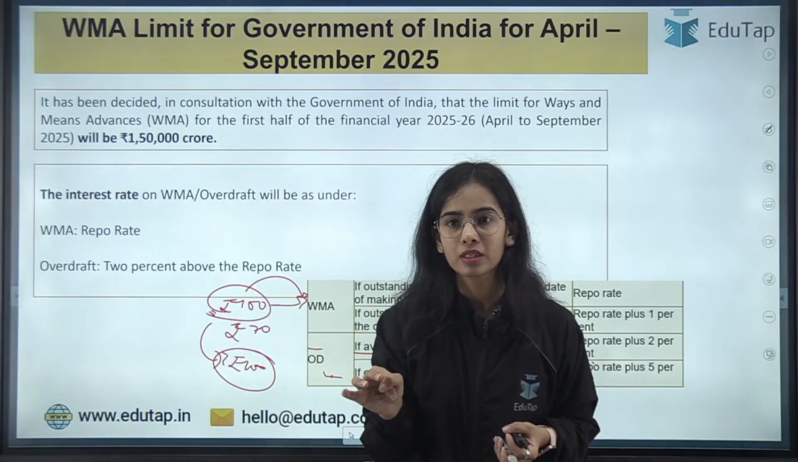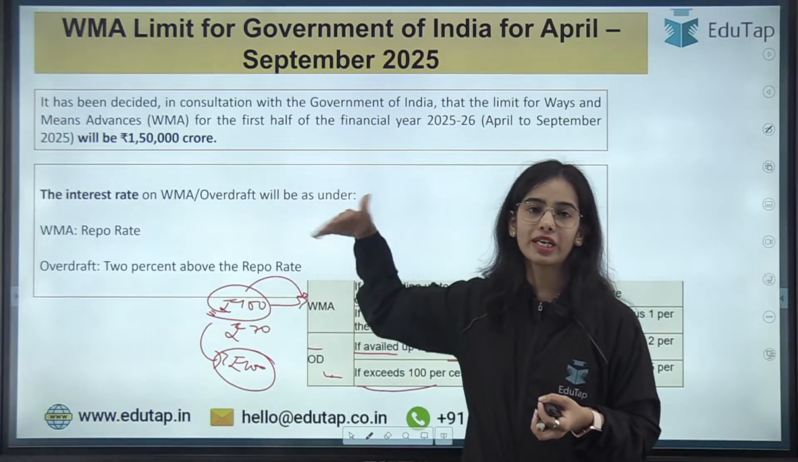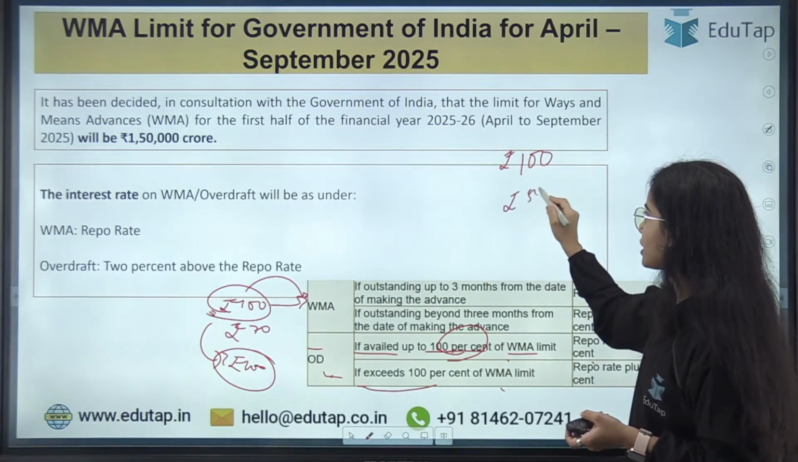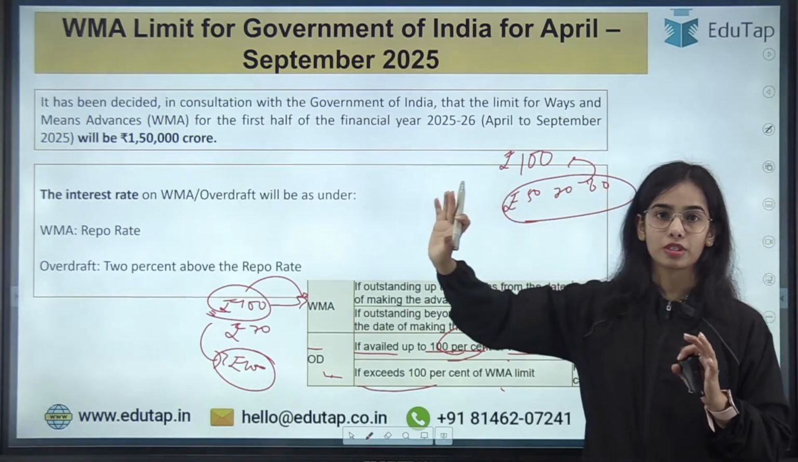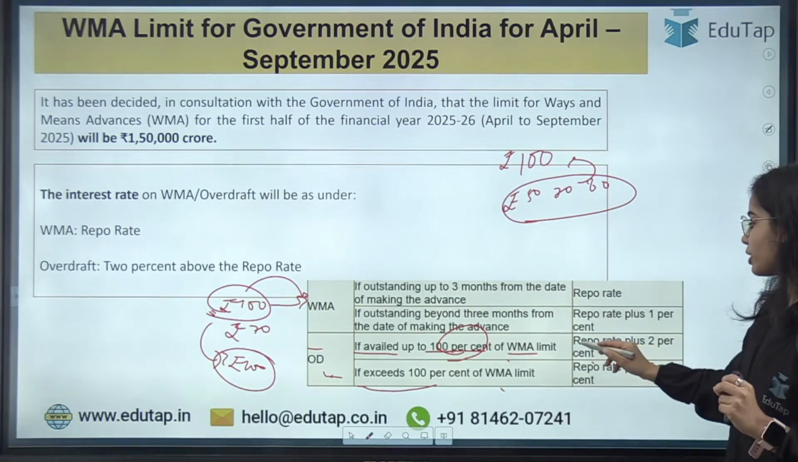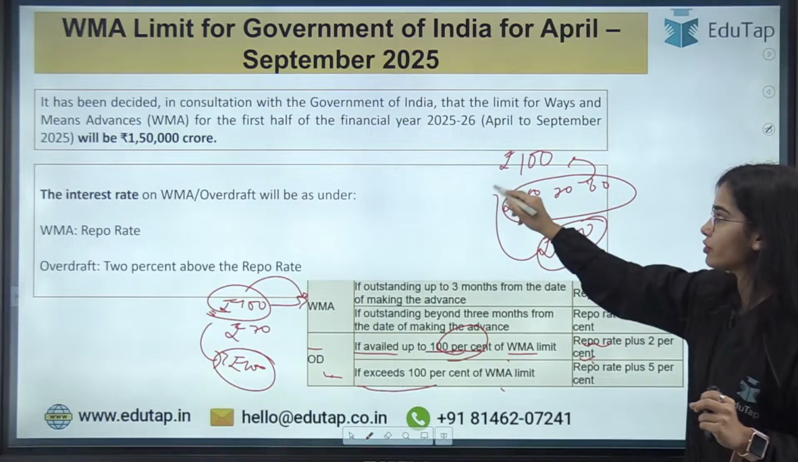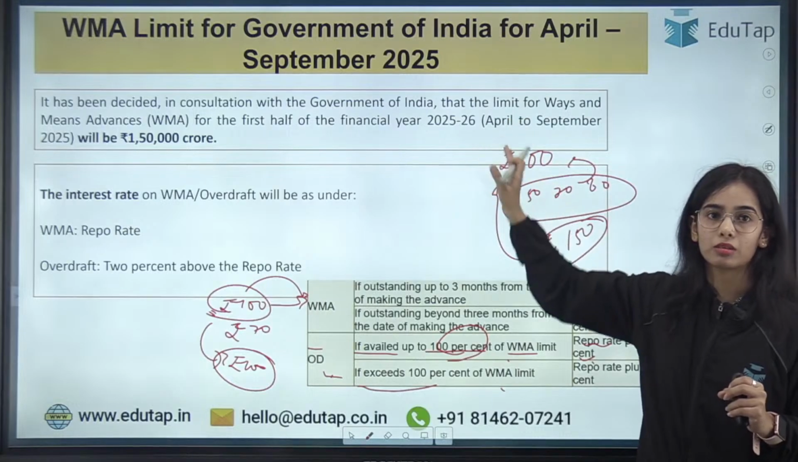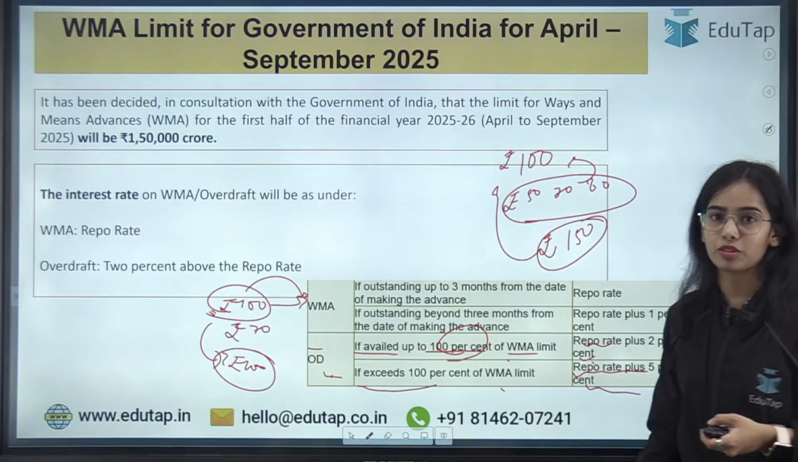Is this clear, Anoop? I hope this is clear. Overdraft is over and above the WMA limit. WMA limit is, let's say, 100 rupees. If the overdraft is, let's say, 50 rupees or 70 rupees or 80 rupees, that is extra money taken, but that is under the 100% of the WMA limit. So on the extra money taken, repo rate plus 2% will be charged. If the extra rupees taken is 150, that is above the 100% of the WMA limit. So the extra rupees taken exceeds the 100% of the WMA limit, then the interest rate will be repo rate plus 5%.